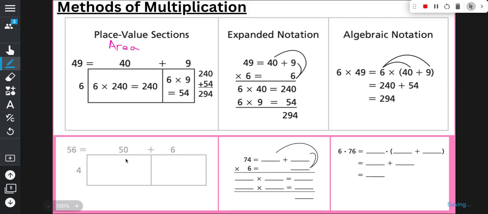We are expanding out the number, and then we're multiplying. So we're going to find the area of this first box, 50 times 4. And 50 times 4 is just 5 times 4, which is 20. And we have the 0 from the 50, so 200. The next one is 4 times 6, and we get 24. And when we add those two together, we get 224.